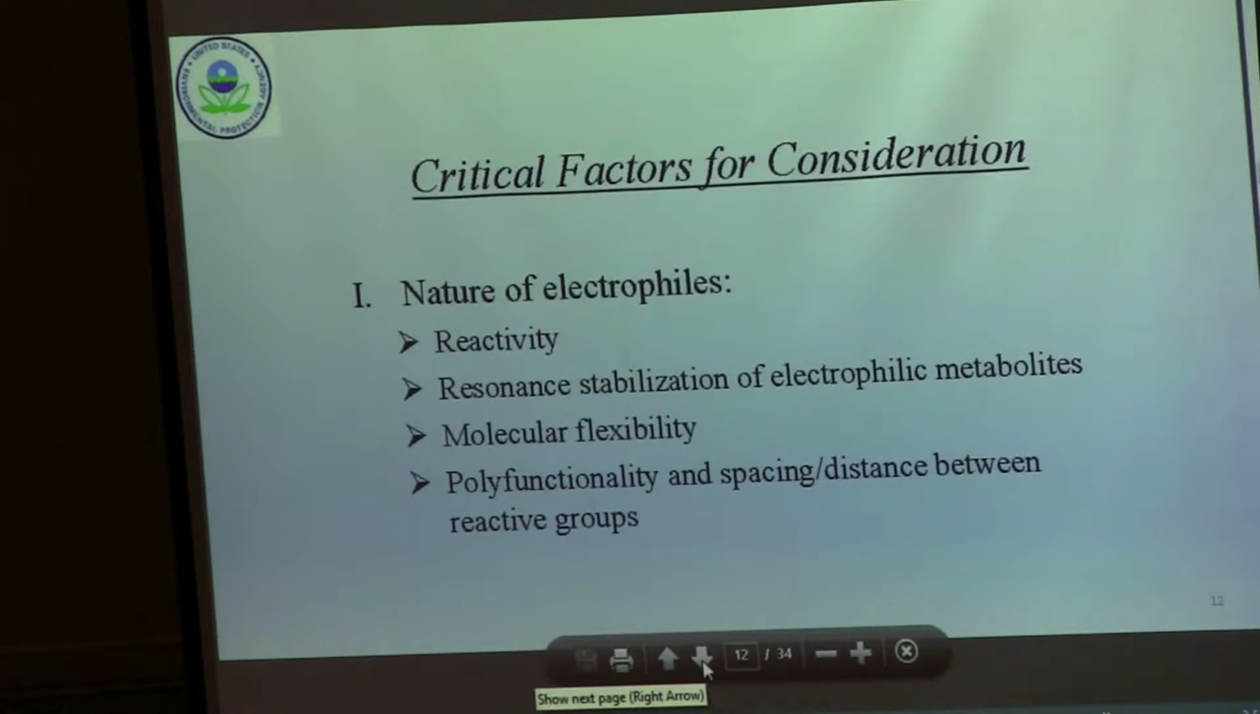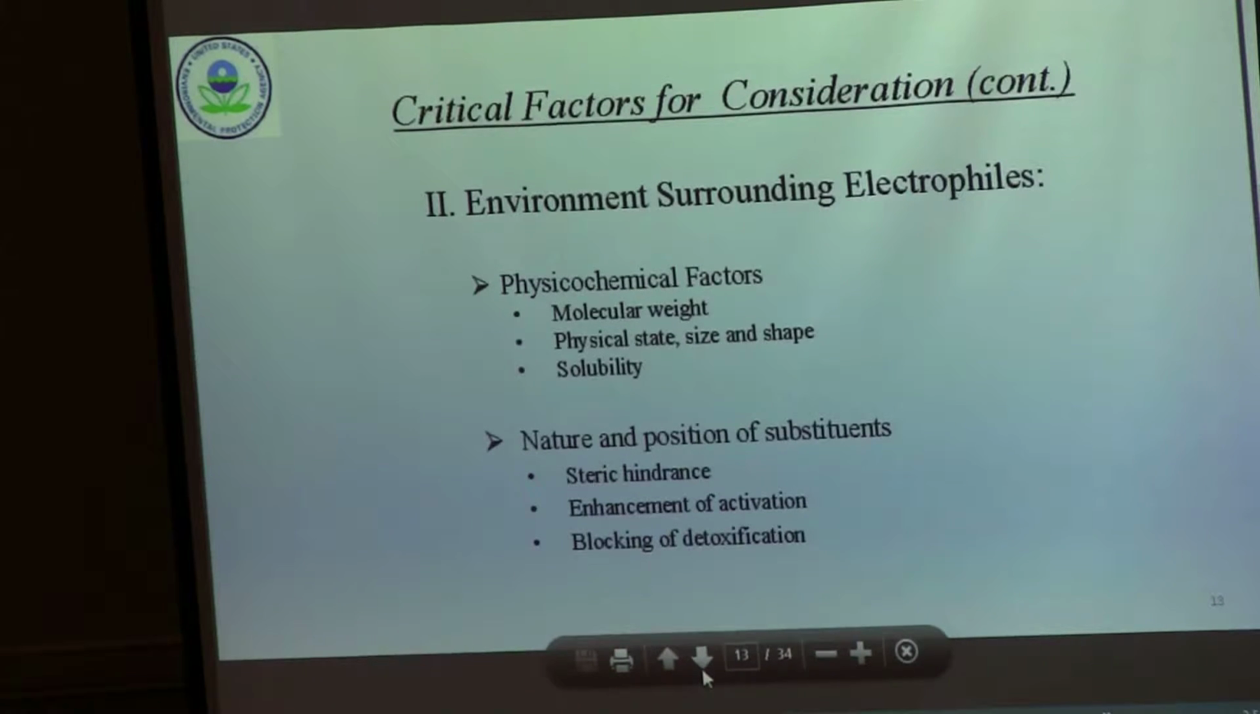There are a lot of factors that you have to consider. For example, the nature of the electrophile: consider their reactivity, whether there is resonance stabilization of the electrophile, how flexible they are, whether they are polyfunctional, and the space between the two reactive groups. It's also very important to look at the environment surrounding the electrophile, that is, the rest of the chemical.